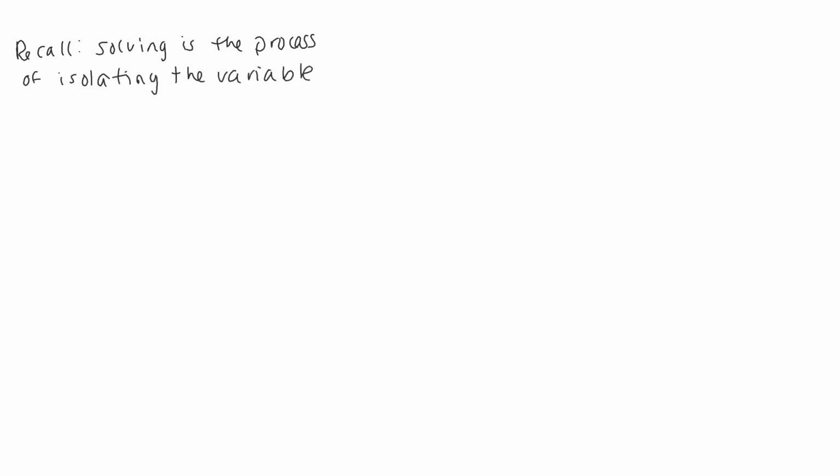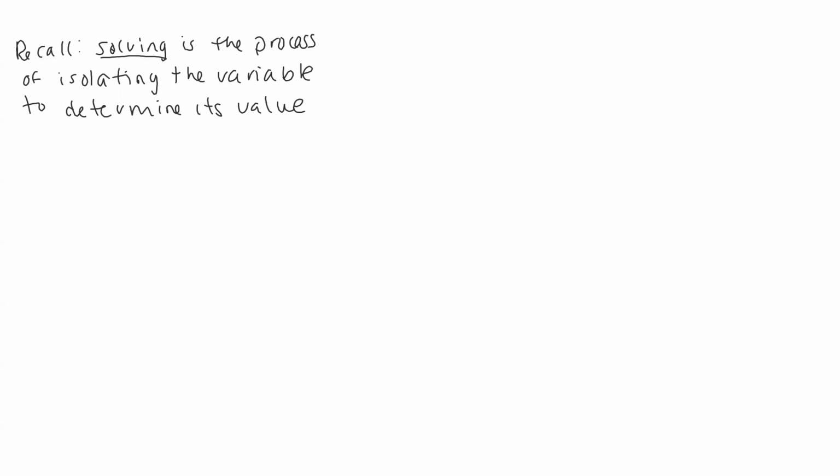Okay. So first of all, we need to review a couple of definitions. The first definition is solving. So please recall that solving is the process of isolating the variable to determine its value. All right. So this whole first part of the sequence on solving linear equations and linear inequalities is all about just solving equations. So solving is the process of isolating the variable to determine its value.